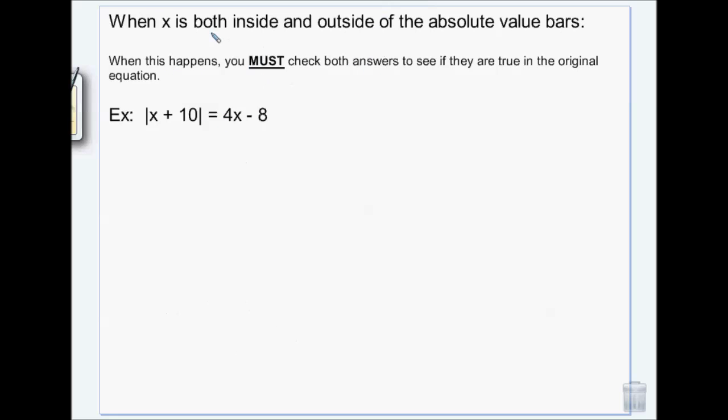So we have x both inside and outside of the absolute value bars. We have to check both answers because they might both be true, or it might only be that one of them is true. You get false solutions with this sometimes. So what I have is x plus 10 is equal to 4x minus 8. Or sorry, the absolute value of x plus 10. So I have to split this. So I get x plus 10 is equal to 4x minus 8, and I get x plus 10 is equal to negative of 4x minus 8.